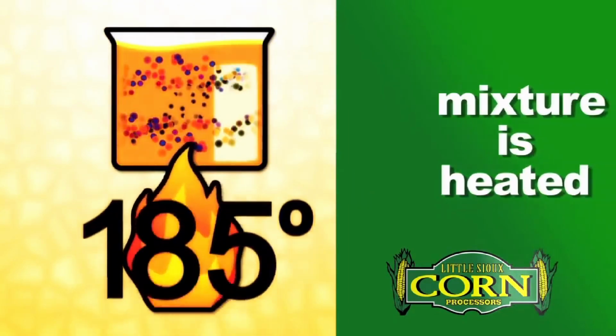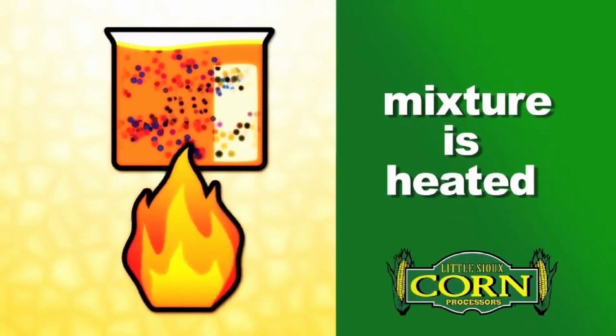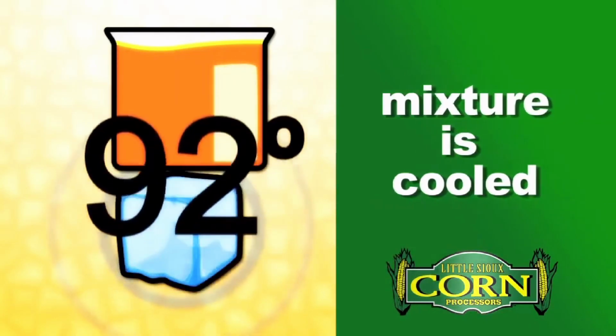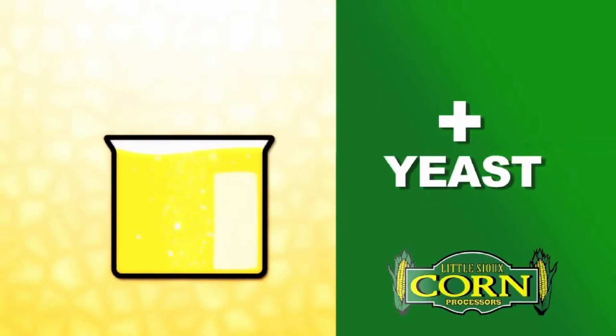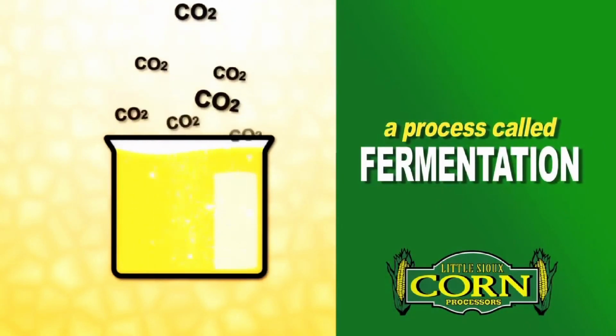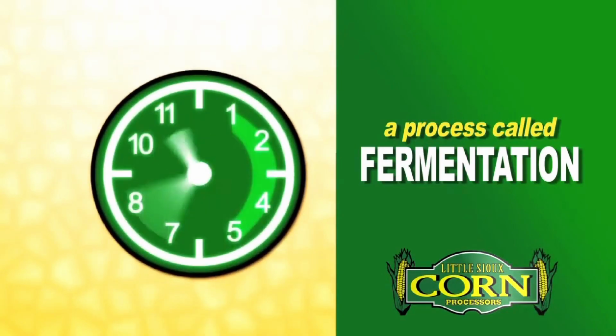This mixture, called mash, is heated to around 185 degrees. At that temperature, and with the help of enzymes, the cornstarch in the mixture breaks down to become fermentable sugars. It is cooled to 92 degrees, and yeast is added. The yeast consume, or eat, the sugars, a process called fermentation. As the yeast ferment, they release carbon dioxide and convert the sugars into alcohol.